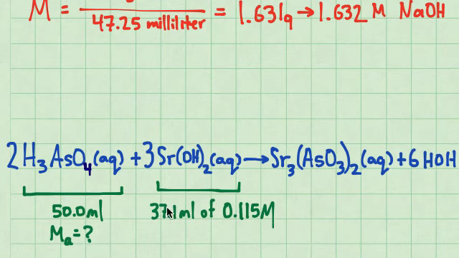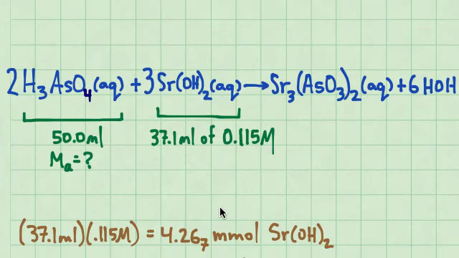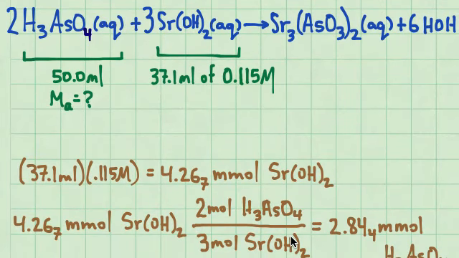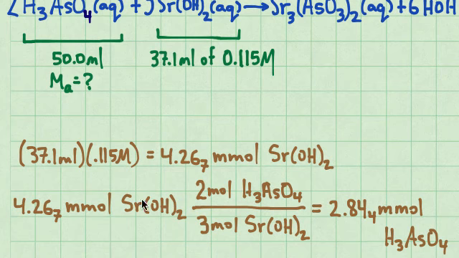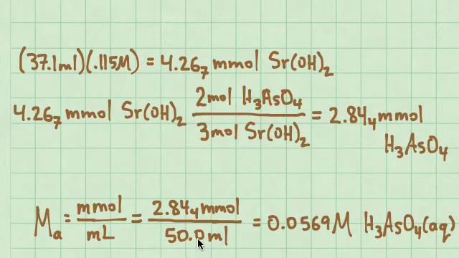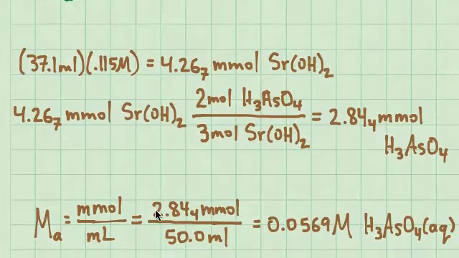So I have a molarity and volume here. So why don't I just multiply those? 37.1 milliliters times 0.115 molar gives me millimoles of strontium hydroxide. Then I better use the balanced equation, 2 to 3, to cancel the strontium hydroxide and convert it to the acid, and that gives me my millimoles of acid. And lastly, I'll just take the millimoles of acid and divide them by the milliliters. We said 50 milliliters right there. And that will give me the molarity of the acid.